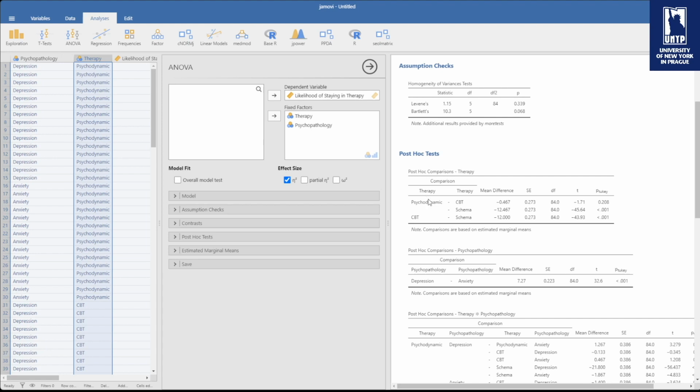There is a significant difference between psychodynamic and schema, as well as between CBT and schema, because we have 2K here, which is below 0.1, but if it would be below 0.5 would be also fine.